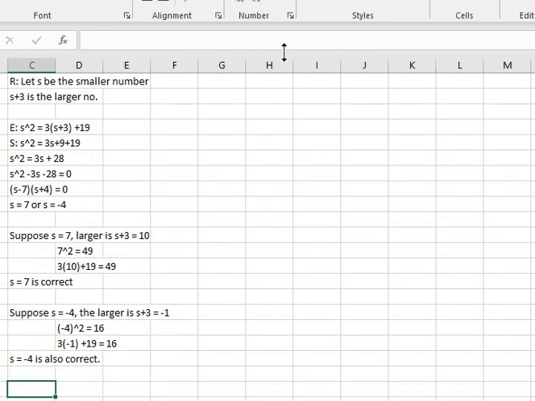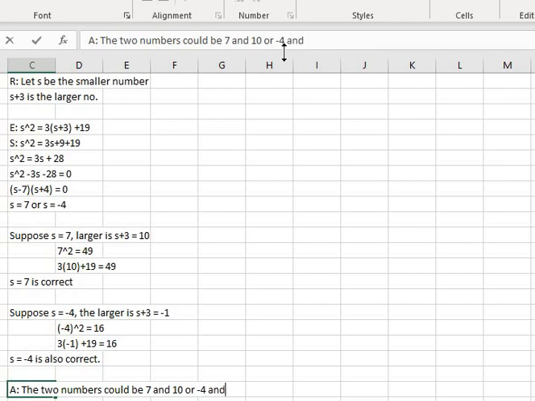And so our conclusion, our answer, is that the two numbers could be 7 and 10 or -4 and -1.